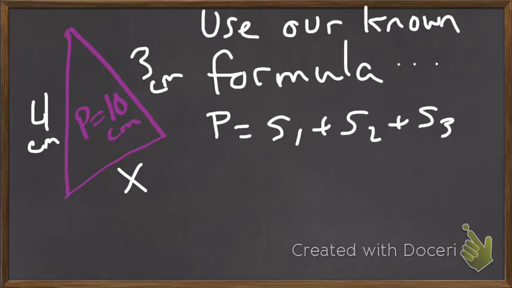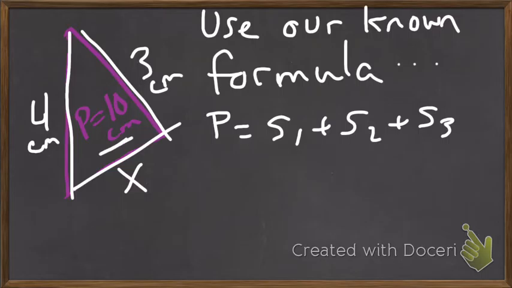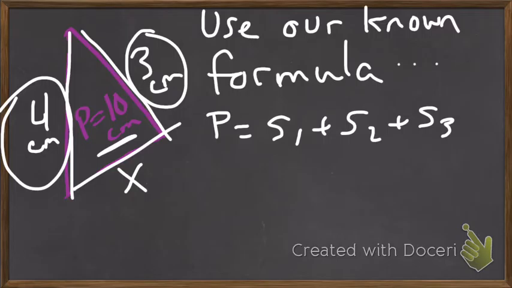So in our triangle here, we've been told that the perimeter is 10 centimeters in total. And we've also been told that this side right here is 4 centimeters and this side is 3 centimeters. So we need to find this side. We're using our known formula. Because this is a triangle, we know that side 1 plus side 2 plus side 3, because this triangle only has 3 sides. But we need to rearrange this formula to find out what we're missing.